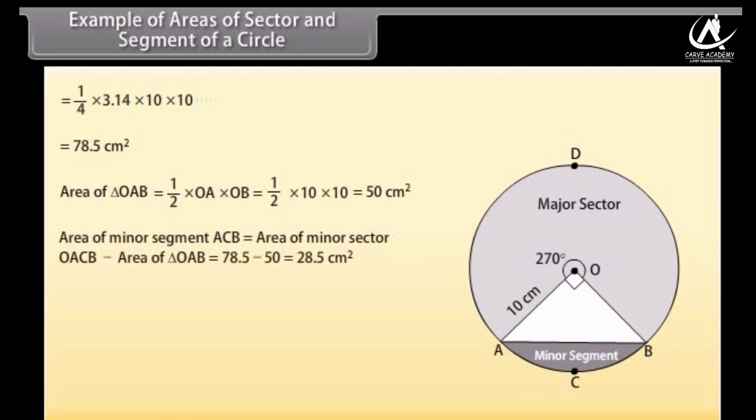Now, area of minor segment ACB is equal to area of minor sector OACB minus area of triangle OAB, which equals 78.5 minus 50, which becomes 28.5 centimeters square.